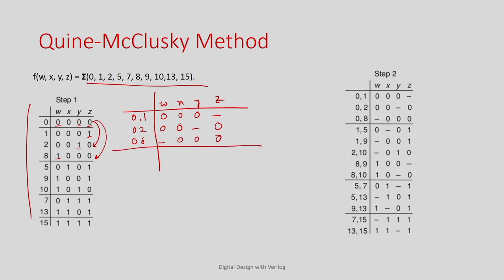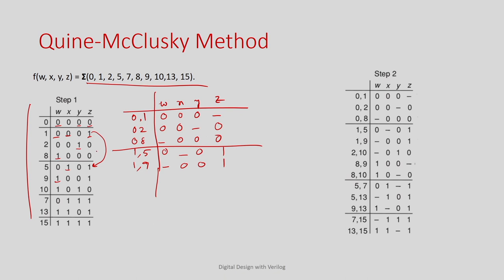So this is done. Now I will start from each element of group 1 and compare with group 2. Now I say 1 with 5. They differ by a single bit, so I create a combination 1, 5, which is 0, dash, 0, 1. Similarly, 1 and 9 can be compared. Again they differ by a single bit, so they can be combined and that gives me dash, 0, 0, 1.